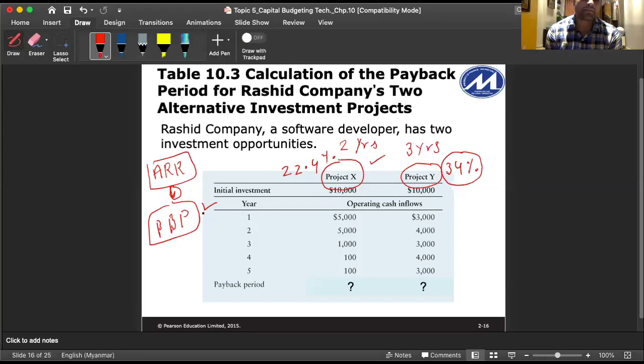So what does it mean? We choose payback period over ARR in project selection. Why? Because under payback period, we recover faster.